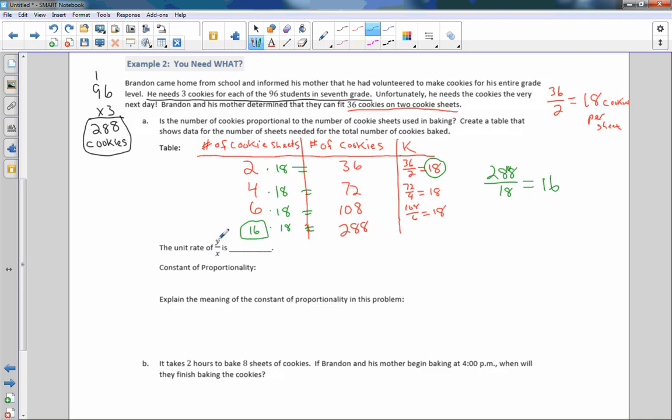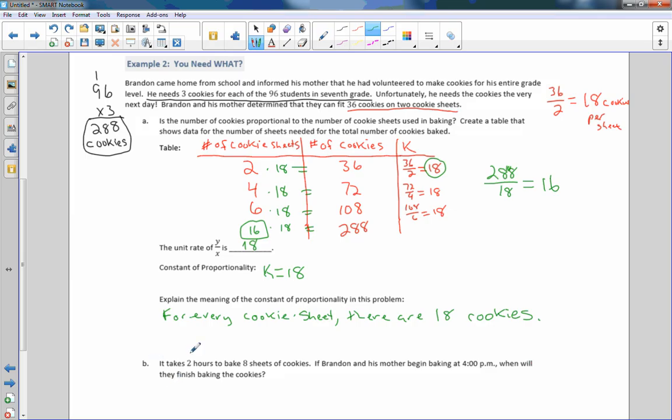The unit rate of y over x is 18. The constant of proportionality is k equals 18. Explain the meaning of the constant of proportionality in this problem. Okay, so there are 18 cookies per cookie sheet, or you could say for every cookie sheet there are 18 cookies.